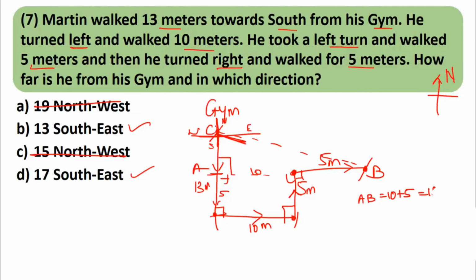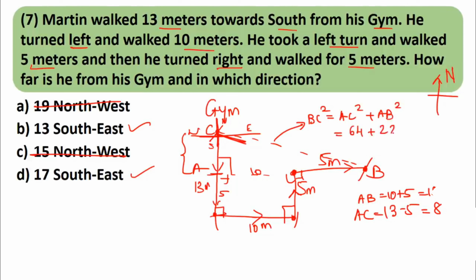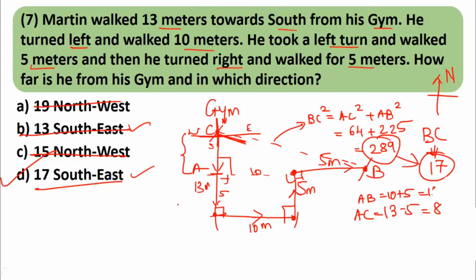Is that right? Now we want A to C. We know C to this point is 13. Out of that, if you remove this 5, you will get the distance AC. AC is nothing but 13 minus 5, that is 8. So let us find out the distance BC. BC square, by Pythagoras theorem, BC square is AC square plus AB square, correct? That would be, what is AC? 8. 8 square is 64 plus 225, that is 15 square, that is 289. So BC would be equal to 17 because 289 is square of 17. So the answer is D, 17 southeast. Moving to question number 8.